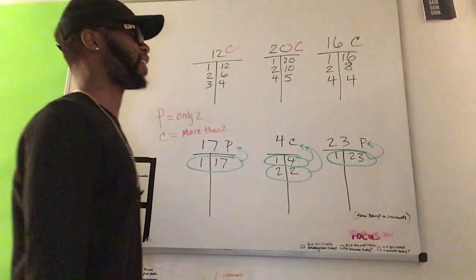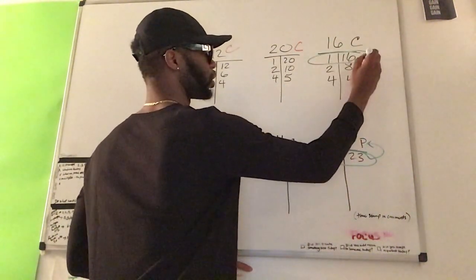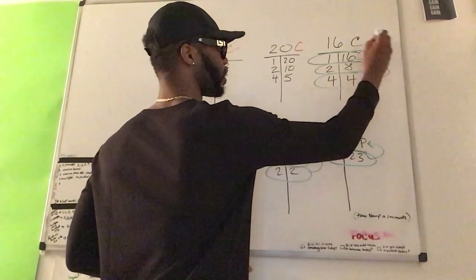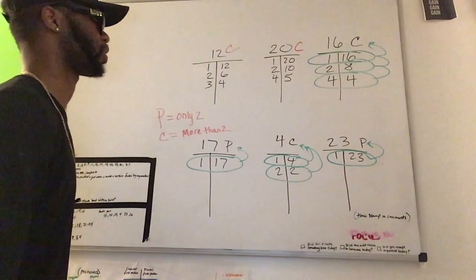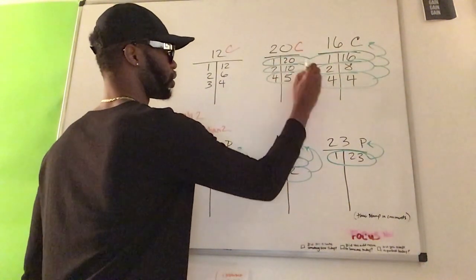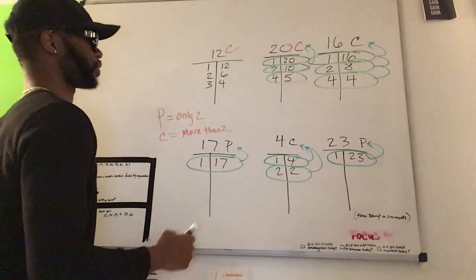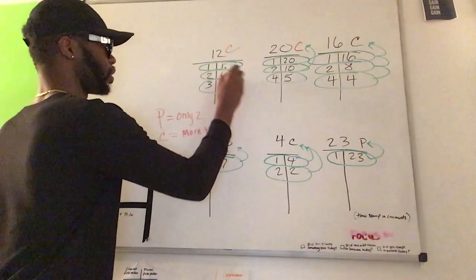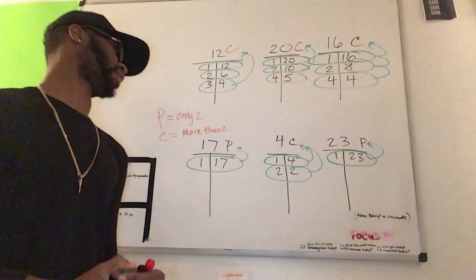For 16, how many factor pairs are there? 1 pair, 2 pairs, 3 pairs. There's 3 pairs for the number 16. 3 factor pairs, all right? For number 20, how many factor pairs are there? 1, 2, 3. 3 factor pairs for 20, all right? For number 12, how many factor pairs are there? 1, 2, 3. There's 3 factor pairs for the number 12. All right?